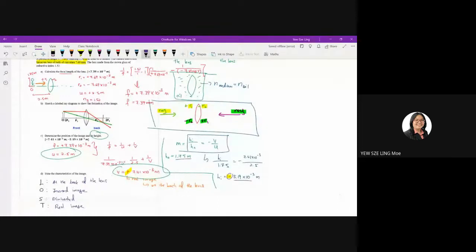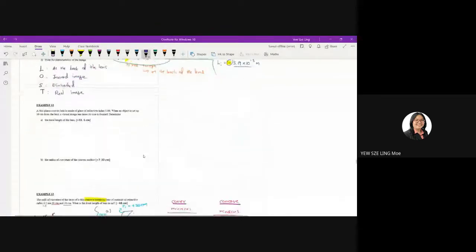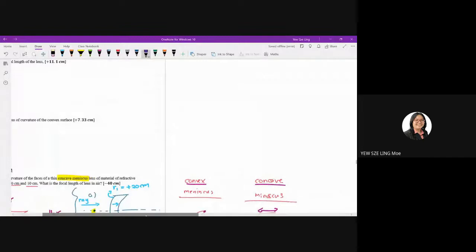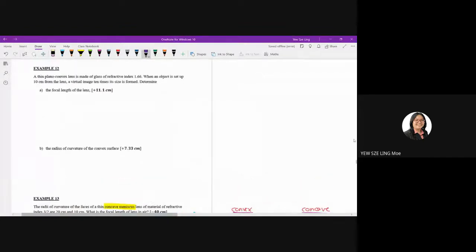Okay, now let us proceed to example 12, the last question. So in example 12, you have a thin plano-convex lens. What does it mean by plano-convex? This is where the shape of the lens comes into play. You need to know the shape. You need to know what plano-convex means. It's very important. So plano-convex looks like this.